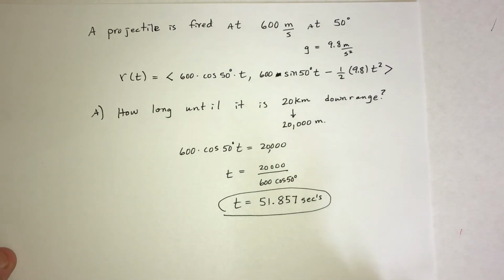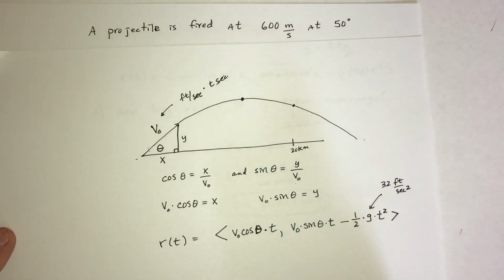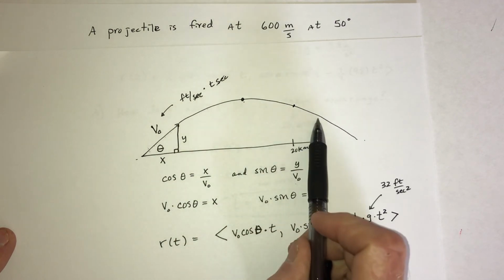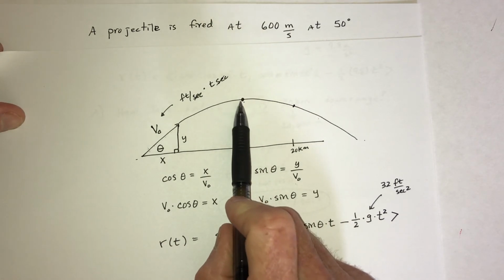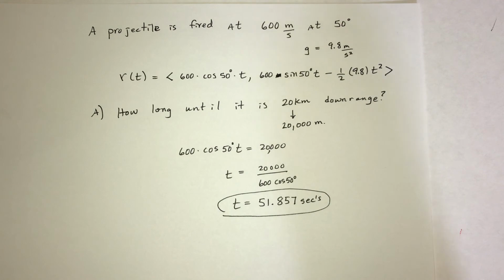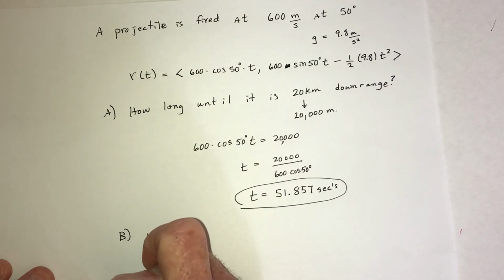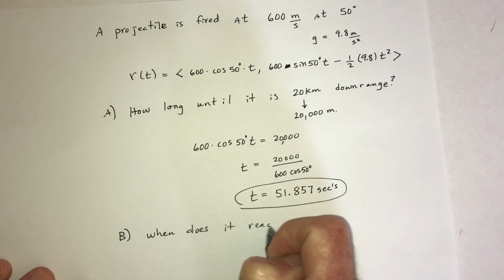All right, then on to part B. Part B is going to be, when is it at the maximum height? So when is it going to go up, reach the maximum height, and then gravity is going to pull it back down? When does that happen? Well, since this is the height, we just need to be using this y value part. What's the maximum y value? So part B, when does it reach maximum height?